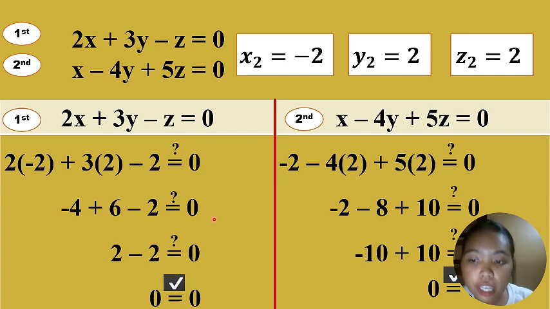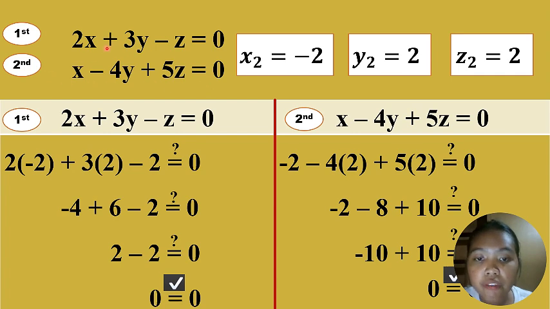So we are dealing with the following system, given equation here, right? These two equations, which are 2x plus 3y minus z is equal to 0, and x minus 4y plus 5z is equal to 0.